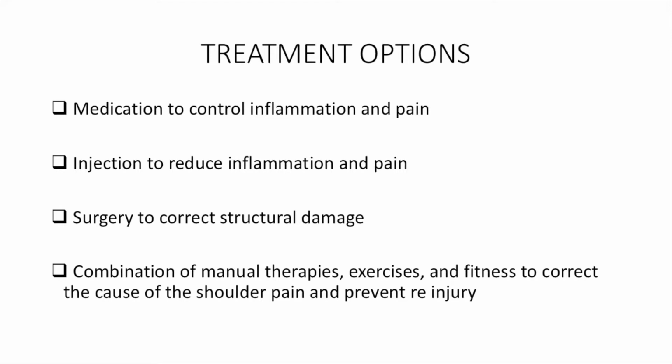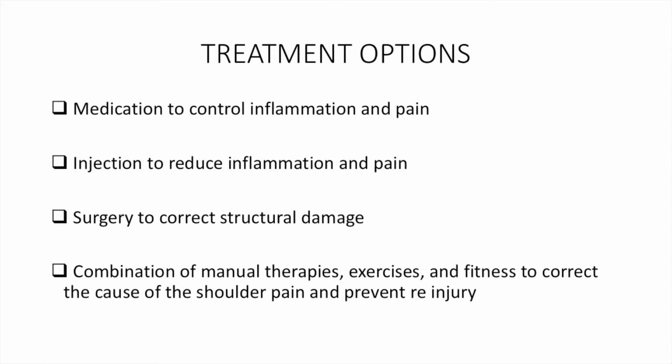And then if those don't work, a lot of times they'll do surgery. They may order an MRI to see if there's any structural damage. If there's not any visual structural damage, they may just do what's called cleaning out the joint, which is they just clean out that cartilage or any debris. So surgery is really used for structural damage, whereas medication and injections are used to control pain and inflammation. Your other option for treatment is a combination of manual therapies, exercise, and fitness to correct the actual cause of your shoulder pain and prevent re-injury.